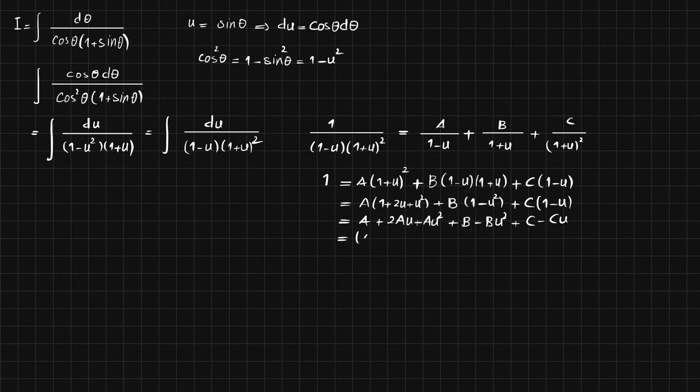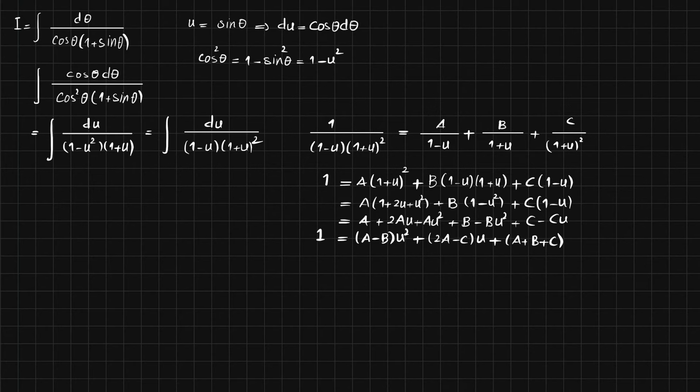I factor u squared, so then I will have a minus b u squared, and then I have this term involving u and that term involving u, so I factor u out, so I have 2a minus c u, and then finally I have three constant terms, as you see, a, b, and c, so it becomes a plus b plus c. Okay, so this is supposed to be identical to 1.